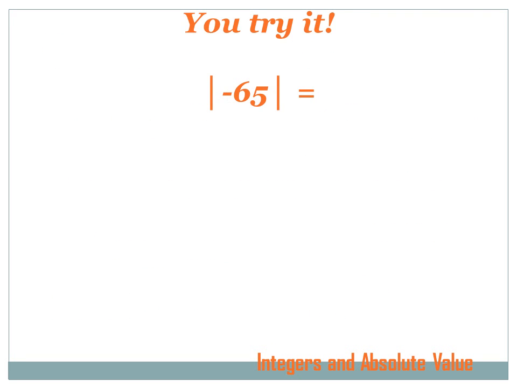Now you try this one. The absolute value of -65. You may want to hit your pause button so you've got time to do this before you hit your forward button to get to the answer. The absolute value of -65 is 65. All we have to remember is if we've got an absolute value and we've got a negative sign, we just get rid of all the signs and put 65.